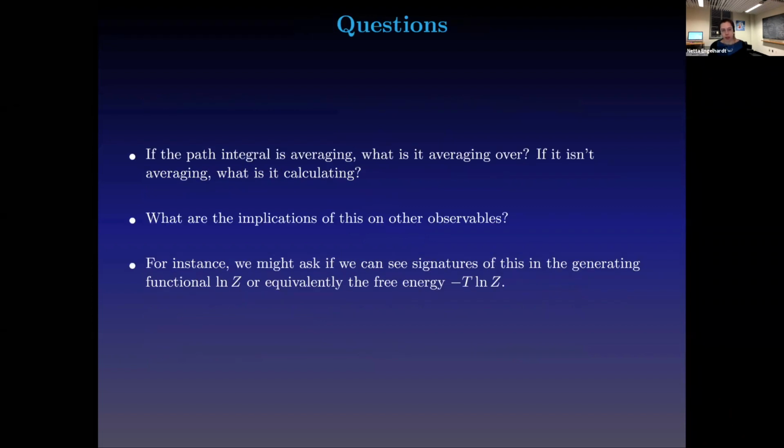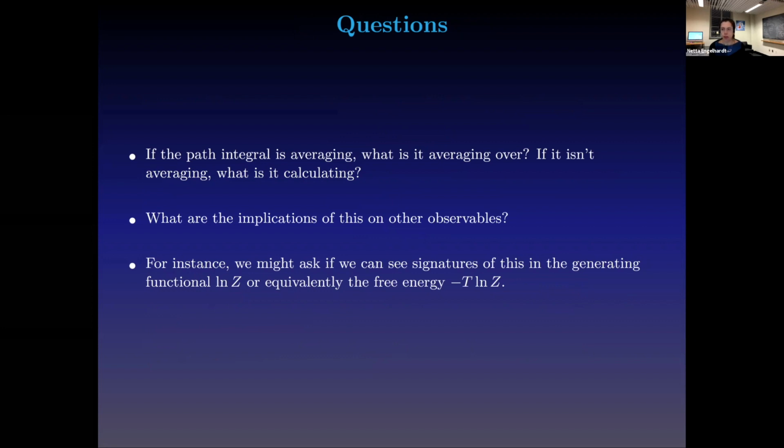So a few questions. If the gravitational path integral is averaging, what is it averaging over? If it's not averaging, what is it calculating? What are the implications of this on other observables? And of course, the main point of this talk, we could ask if we see this in the generating functional or the free energy, the fact that the gravitational path integral is allowed to receive contributions from these Euclidean wormholes.